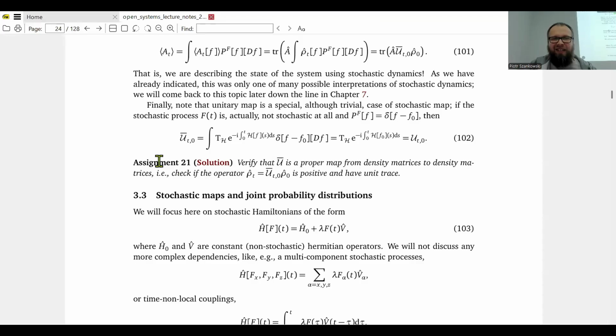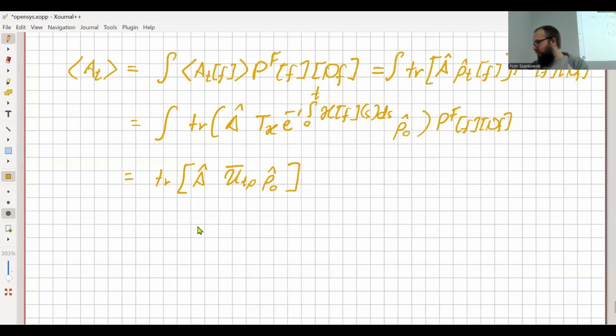So this leads us to assignment 21, which we'll do right now. Verify that the stochastic map is a proper map from density matrices to density matrices. That is, check if rho of t is positive and has unit trace, right? So that it can still be treated as a density matrix. And it's a simple enough calculation, straightforward stuff.